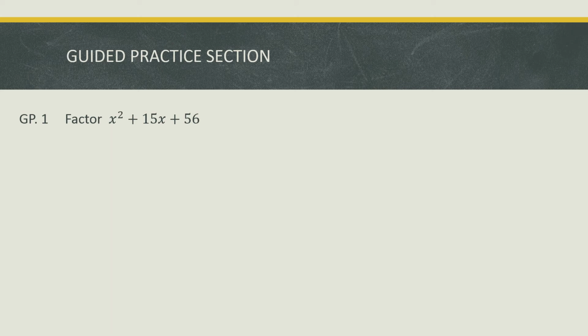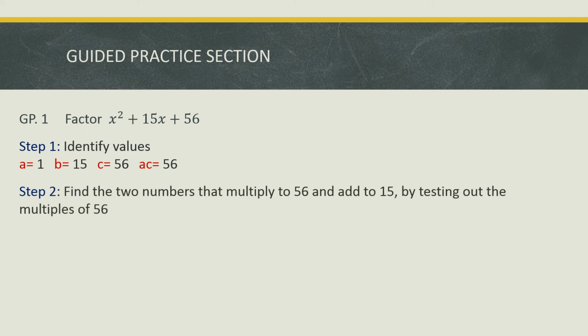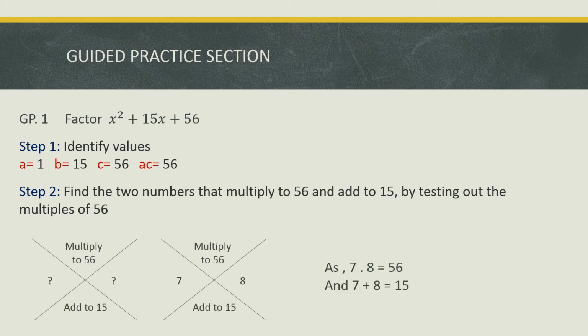What is our first step? How do we do that? We have to identify the values. In our equation, a will be equal to 1 as x squared is equal to 1, b is 15, c is 56, and therefore a times c will be 1 times 56, so ac will be 56. Now what? We have to find the two numbers that multiply to 56 and add to 15 by testing out the multiples of 56. We will find that these two numbers are 7 and 8, as 7 times 8 is 56, and 7 plus 8 is 15.